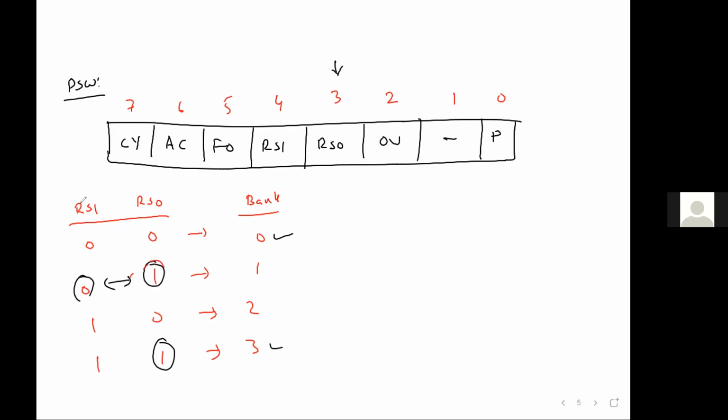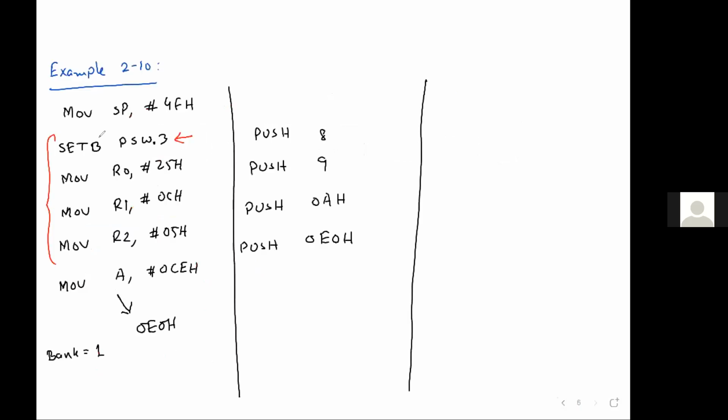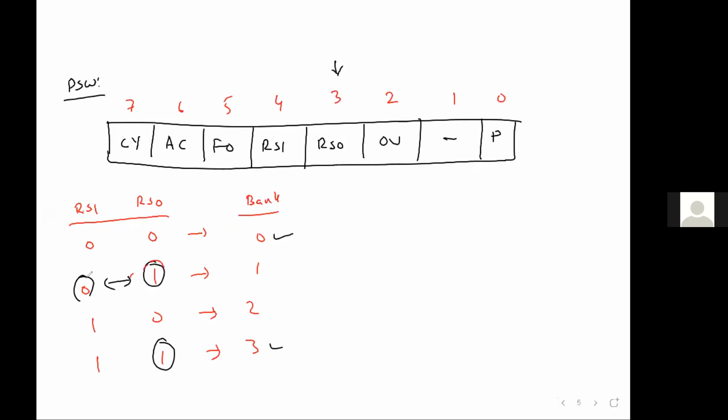And if you remember, your RS1 and RS0 determines which bank is selected. So for RS1, nothing is set. In this particular example, for RS1, nothing is set. So if nothing is set, you will assume this to be 0. So that means this one is 0 and this one is 1. So if that is the case, we are in bank 1.